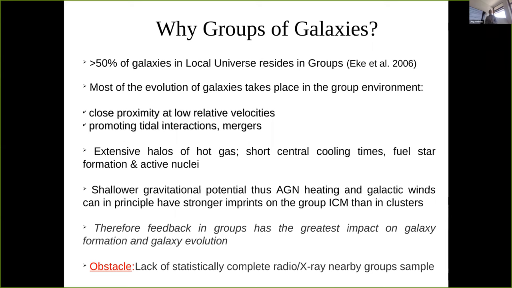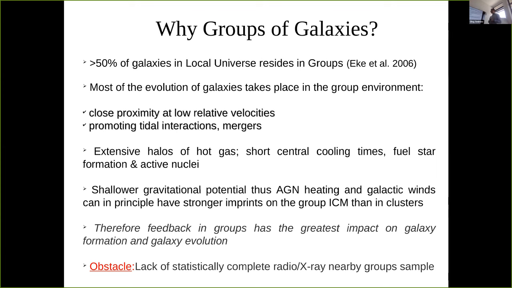In addition, they have shallower gravitational potential. Thus, AGN heating and galactic winds can, in principle, have stronger imprints in the galaxy group environment. Therefore, AGN feedback in groups has the greatest impact on galaxy evolution and formation. However, there is a problem.